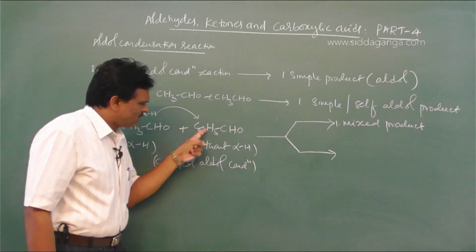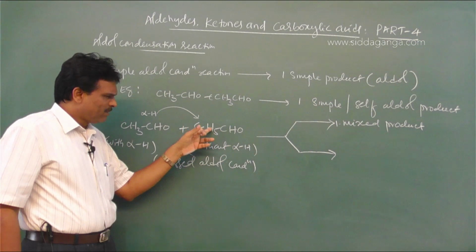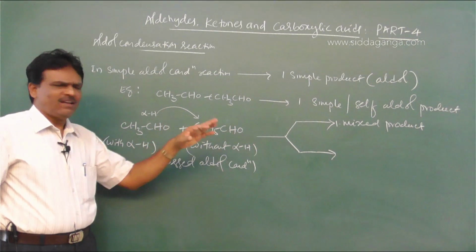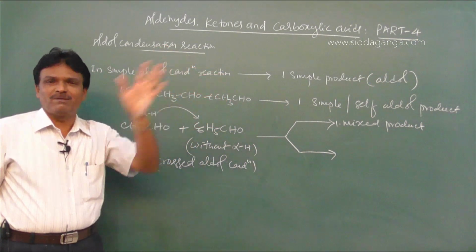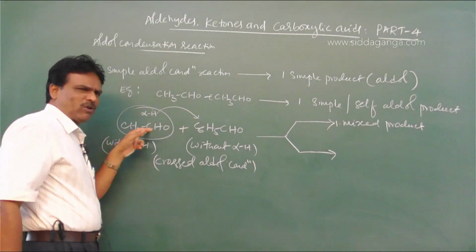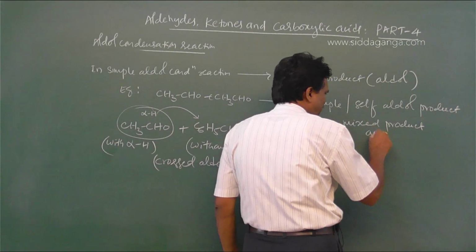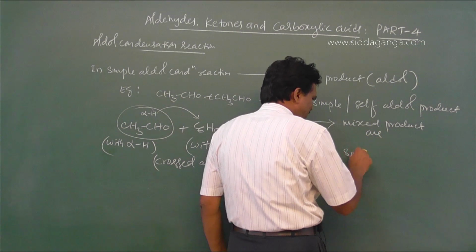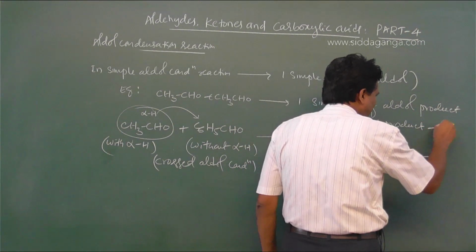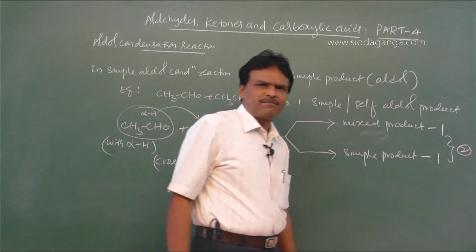But benzaldehyde does not contain alpha hydrogen, so there is no question of transfer of alpha hydrogen from benzaldehyde to acetaldehyde. So there is no question of formation of another mixed product. And transfer of alpha hydrogen takes place within the same molecule, so in that case we get one simple product. So mixed product one, simple product one, totally two products are possible.